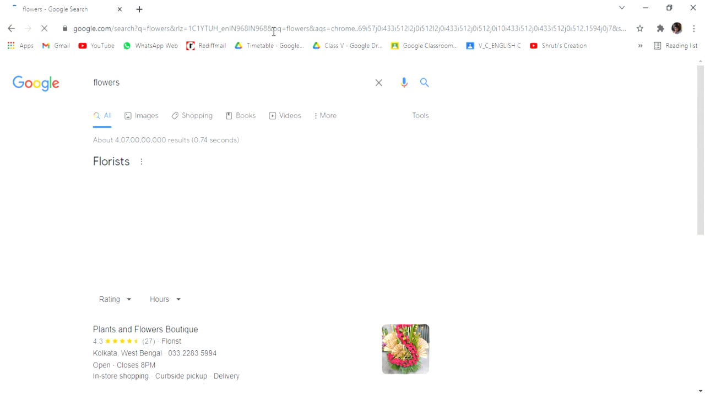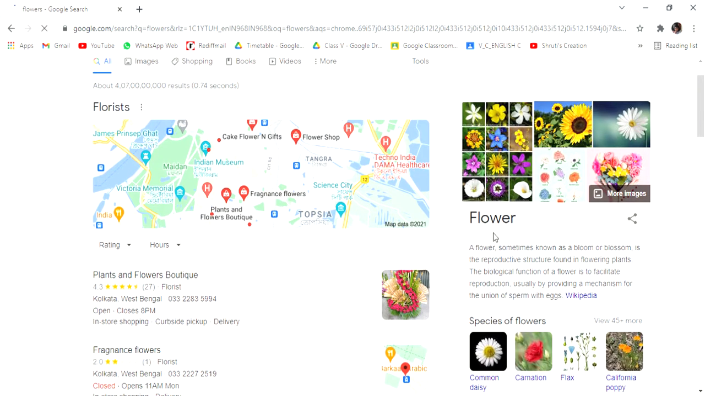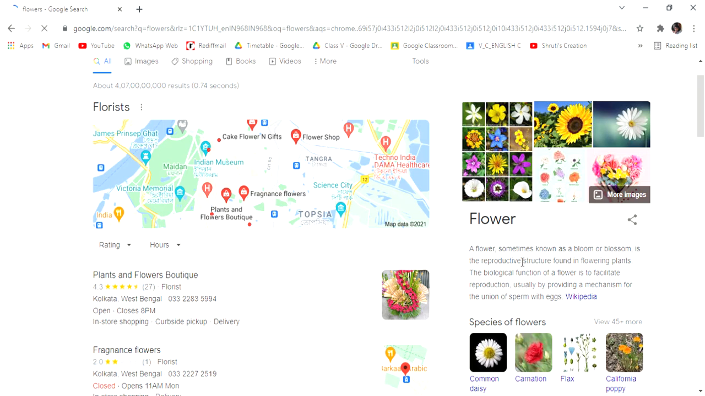So flowers, actually here we can see, a flower, sometimes known as a bloom or blossom, is the reproductive structure found in flowering plants. The biological function of a flower is to facilitate reproduction, usually by providing a mechanism for the union of sperm with eggs.